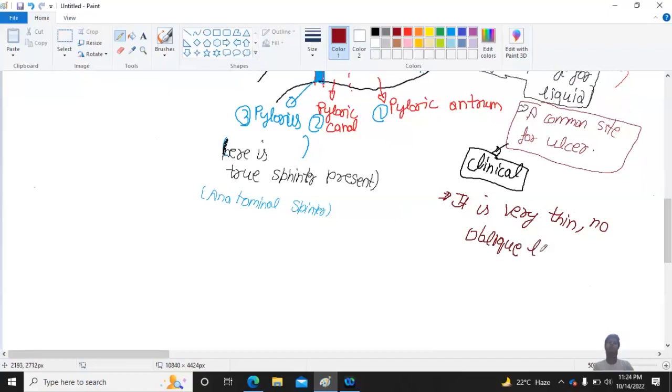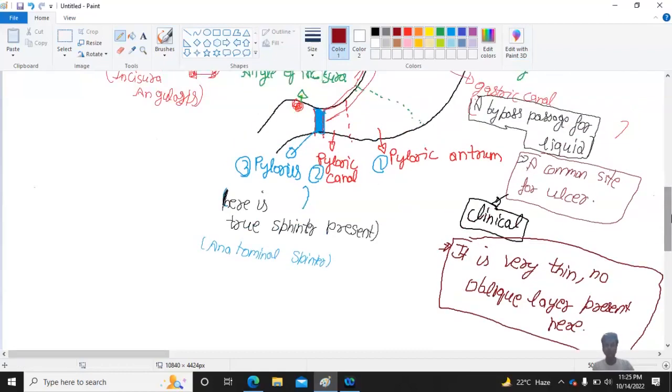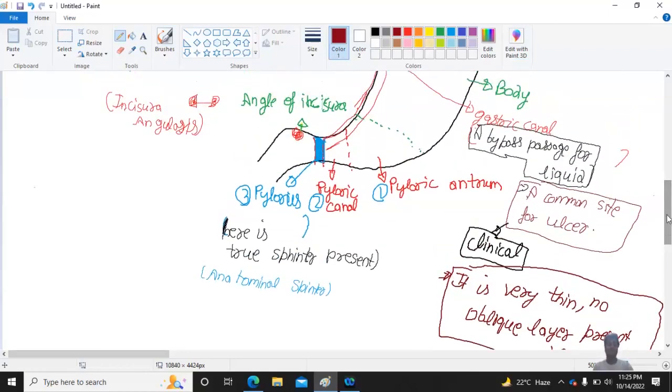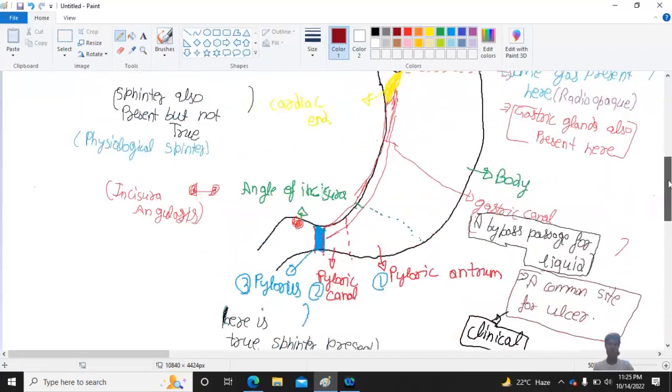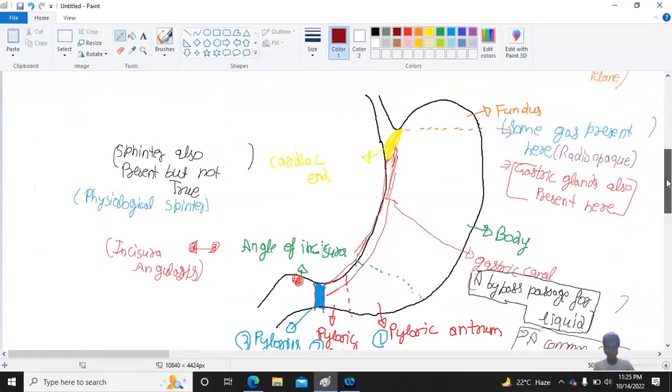No oblique layer is present here. What is the oblique layer? It is a histological part. There are 4 or 5 layers in the stomach. The extra layer is the oblique layer, which is not present everywhere. So this is the total section.